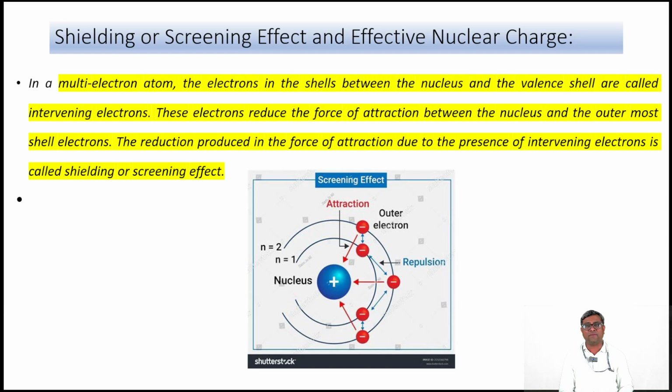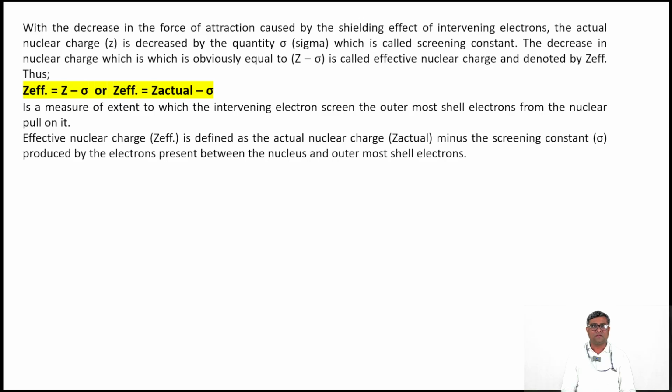This is clearly shown in the diagram: the outermost electrons and inner electrons have repulsion, and this repulsion reduces the force of attraction between the outermost electrons and the nucleus. Simply, this reduction of force of attraction is called shielding or screening effect. Now, with the decrease in force of attraction caused by the shielding of the intervening electrons, the actual nuclear charge is decreased by the quantity sigma, the screening constant value.